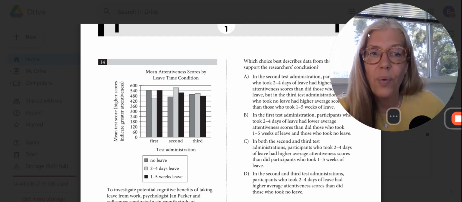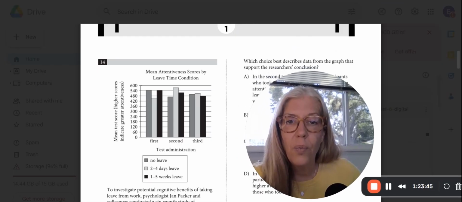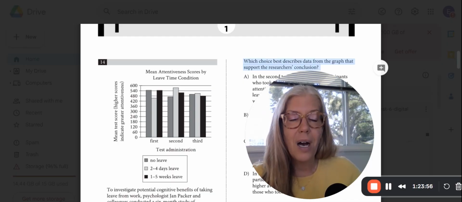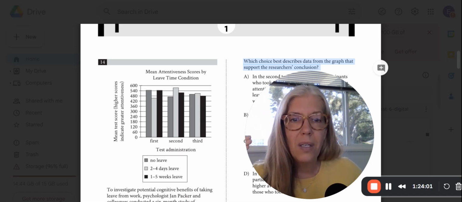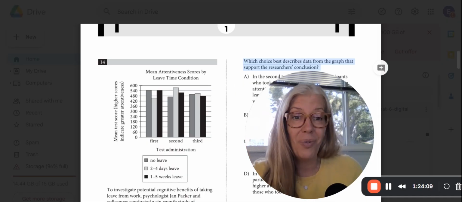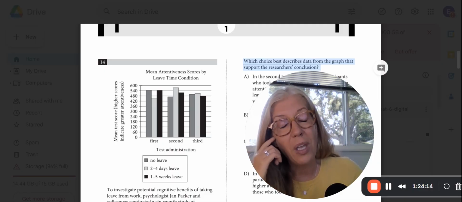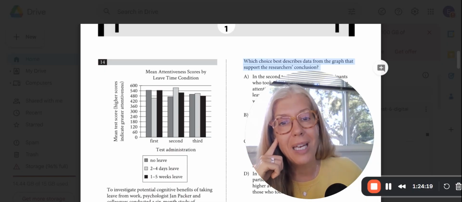But as always, we are going to start with what we know. We're going to start with which choice best describes data from the graph that support the researcher's conclusion. So we're not completing anything. Last graph was easy. We were completing the thought. This is specifically the researcher's conclusion. Now, once again, we are not going to get it by looking at the graph first. You don't know what the researcher's conclusion is, so don't spend any time up there yet. So we do have to read it. Again, I wish there was a cheat code to that. And yes, you do have to read the whole thing.